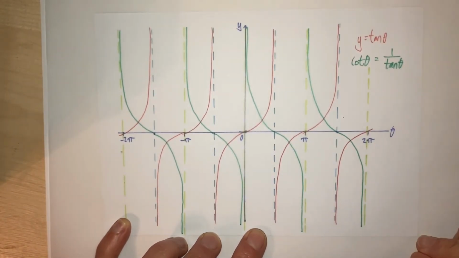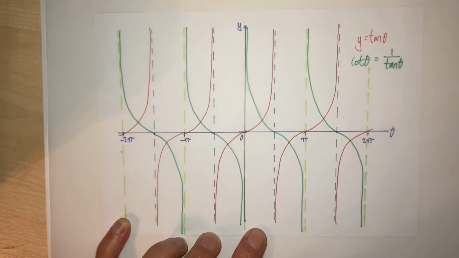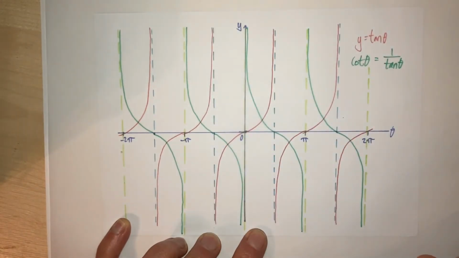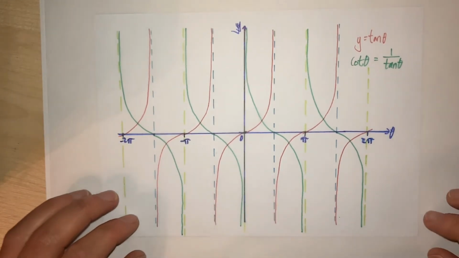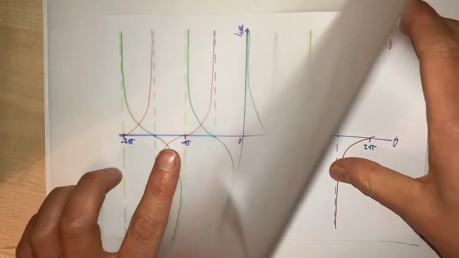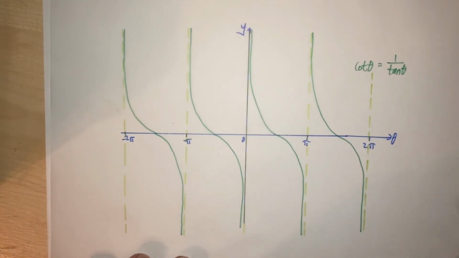Unlike the other graphs, it's not always that useful to draw the tan graph first. Certainly not to draw in all the asymptotes as well. So it's a good one to learn off by heart. Let's look at what the graph looks like without tan. So here we have the graph of y equals cot theta.